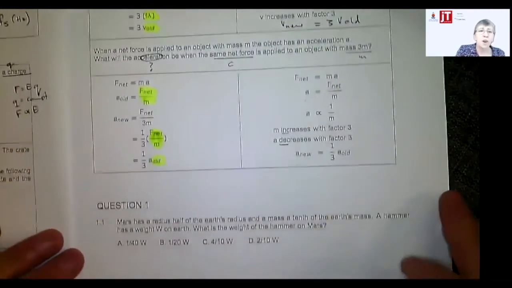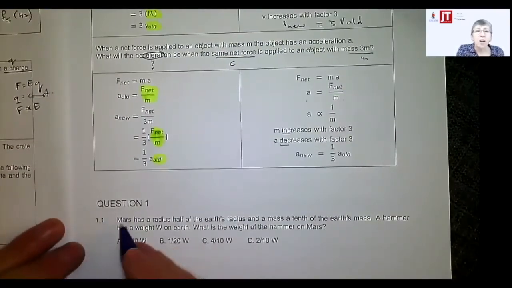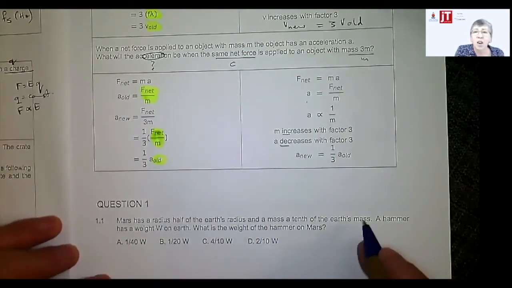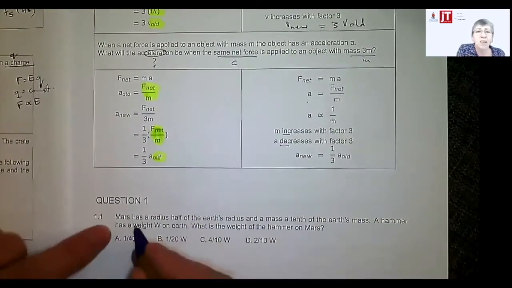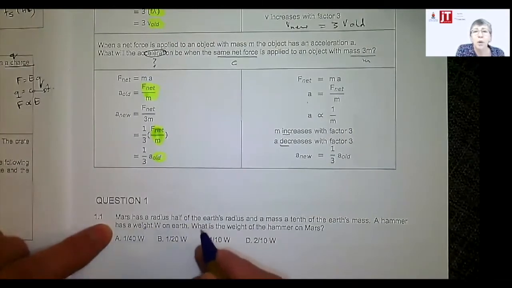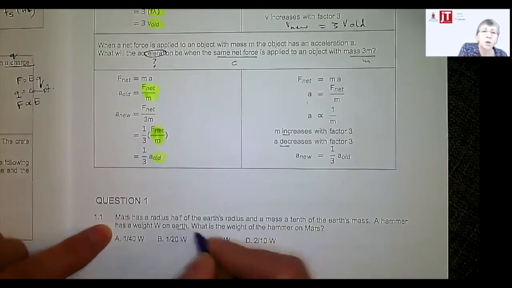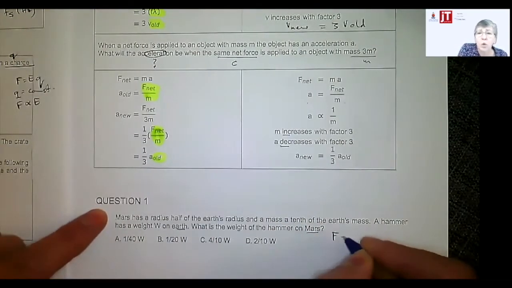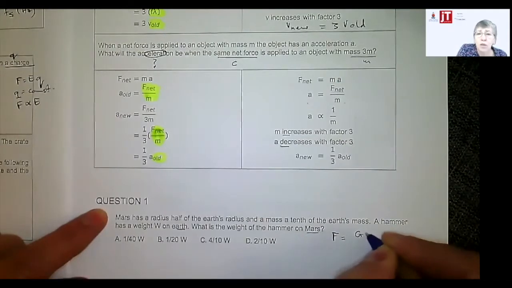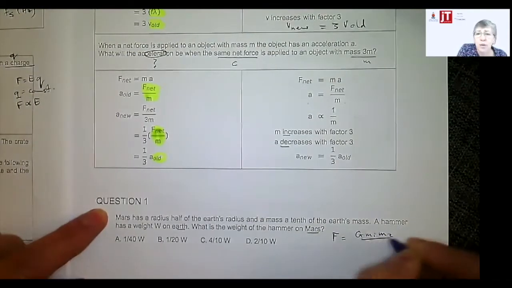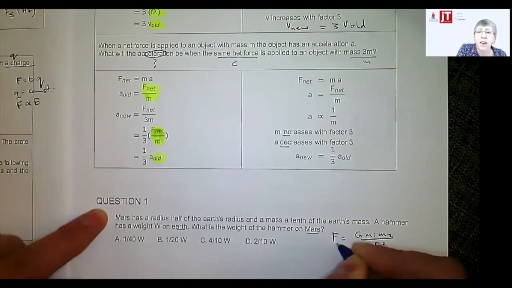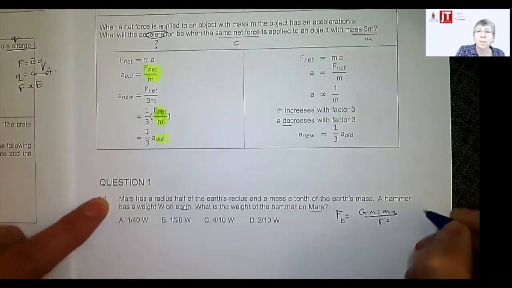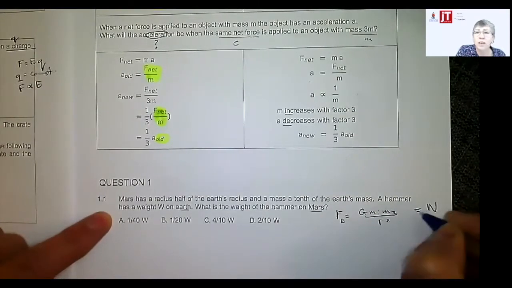Okay, moving on. Let's do that. Mars has a radius of half the Earth's radius and a mass 1/10 of the Earth's mass. A hammer has a weight of W on Earth. What is the weight on Mars? So we're talking about Earth and we're talking about Mars. And it should be obvious for you that we're talking about Newton's universal gravitational law, G m1 m2 over r squared. Right. And we're talking on Earth first. Right. And we are now going to compare that. And that they call the weight W.